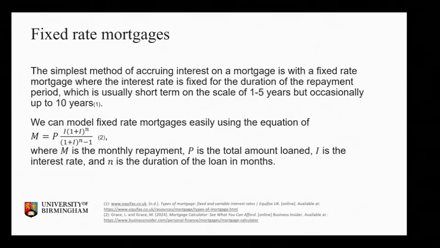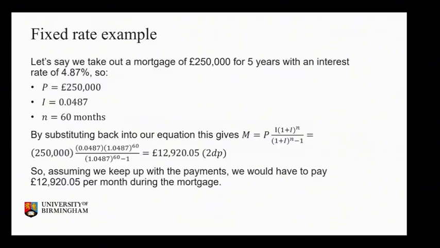First off, the fixed rate mortgage. This is the simplest method of interest rate. It's where the interest rate is just fixed for the duration of the repayment period, which is usually a short-term mortgage on a scale of 1 to 5 years. This can be modelled using the equation below, where M is the monthly repayment, P is the total loan, I is the fixed interest rate, and N is the duration of the loan in months.